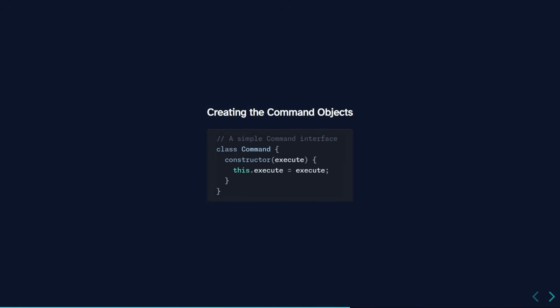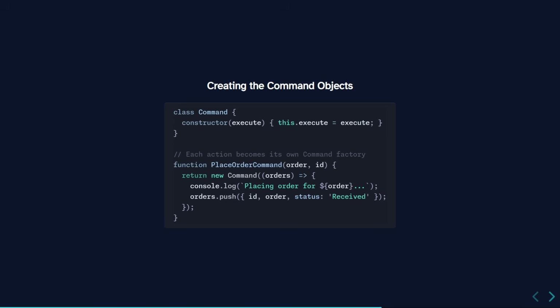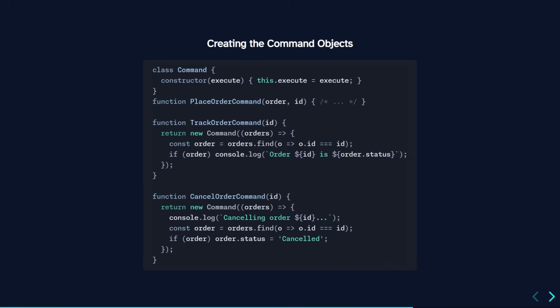It went into our new command objects. We can start with a simple command interface, then each action becomes its own factory function that returns a new command instance. Here's a place order command. It takes the order details and returns a command object containing the exact logic for placing an order. We do the same for tracking, canceling, or any other action we need. Each one is a self-contained, isolated unit of work.